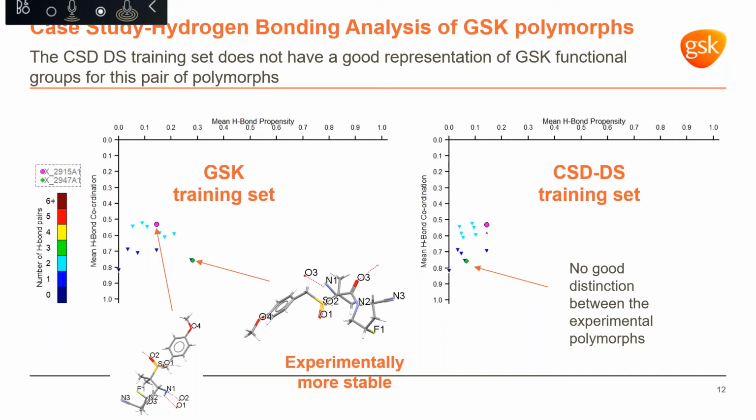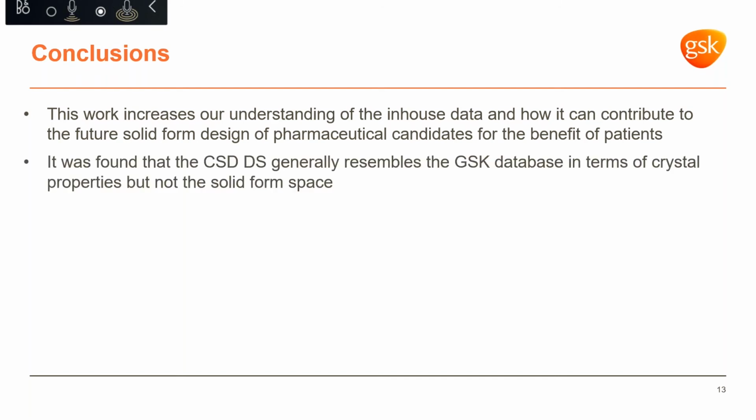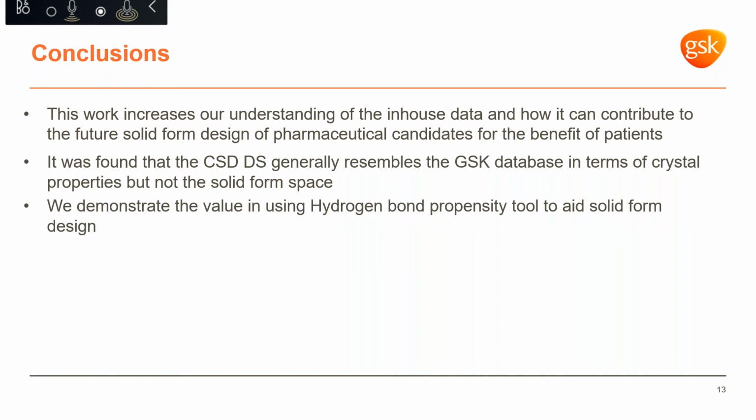And finally, this will take me to the conclusion slide. The data mining and the data analytics of the GSK database of small molecule crystal structures increased our understanding of the in-house data and how it can contribute to the future solid form design of pharmaceutical candidates for the benefits of patients. It was found that the CSD drug subset generally resembles the GSK database in terms of crystal properties, but not in the solid form space. We demonstrate the value in using hydrogen bond propensity tool to aid solid form design.